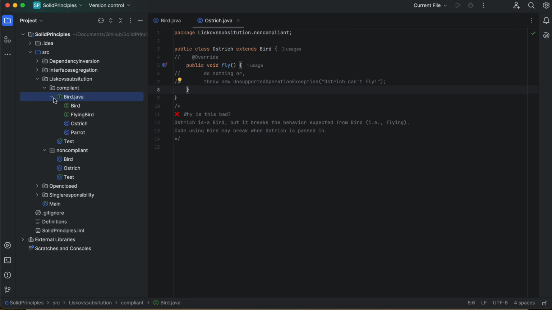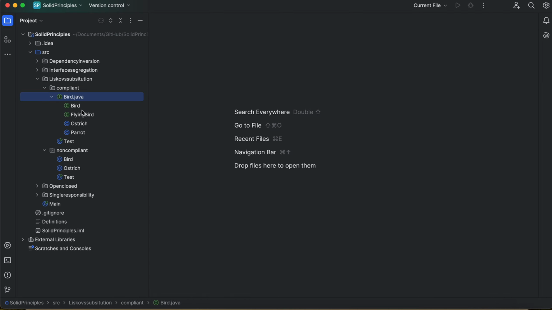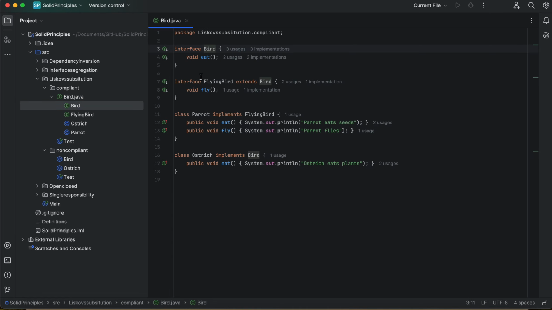If you look into the compliant one, I'll close these classes. Most of the class names are the same here in the two packages. So let us go to the bird one. I have added all the classes here in the same file, but they refer to different classes. Here is an interface Bird, which has a method to eat, and another interface which extends Bird and adds another capability, which is fly, and this is named FlyingBird. By looking at these names and these interfaces, you must be identifying how this solves the problem that we faced in the non-compliant one.